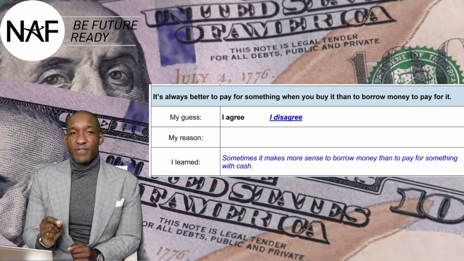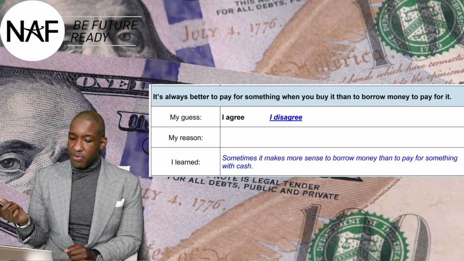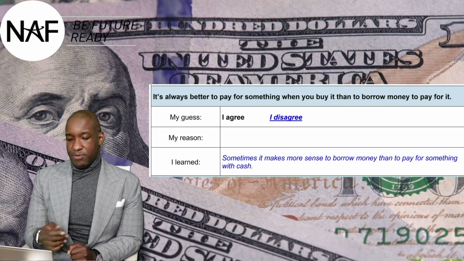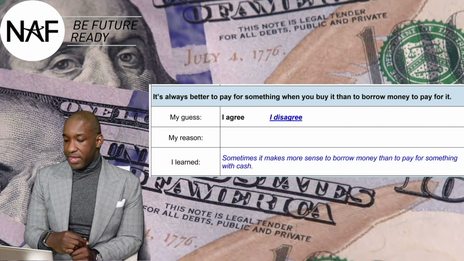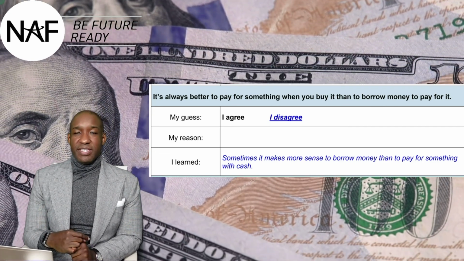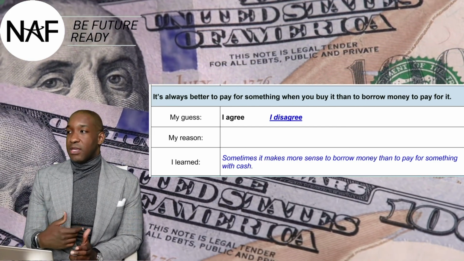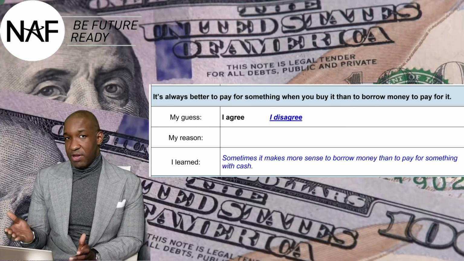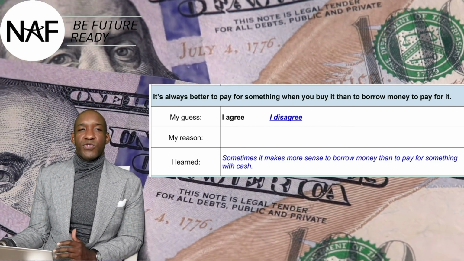Remember, I told you to be careful of the word always. It says it's always better to pay for something when you buy it than to borrow money to pay for it. And this person disagrees, says sometimes it makes more sense to borrow money than to pay for something with cash, and that's definitely true in the business field. Some of you have taken accounting applications, so you might know this, the benefits of purchasing items on credit versus just buying them outright. But yeah, we'll discuss it more in this course regardless.